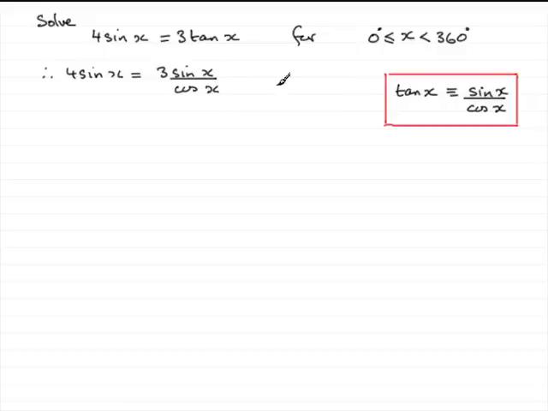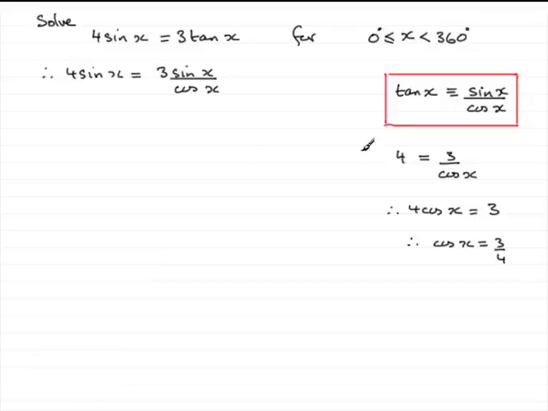Now what you don't want to do is make the classic mistake of dividing through by sine x. If you do, you're going to be left with 4 equals 3 over cos x. And if you were to take this further by multiplying both sides by cos x, you'd get 4 cos x equals 3. Then no doubt you'd divide by 4 and get cos x equals 3/4. Nothing wrong in that, okay?